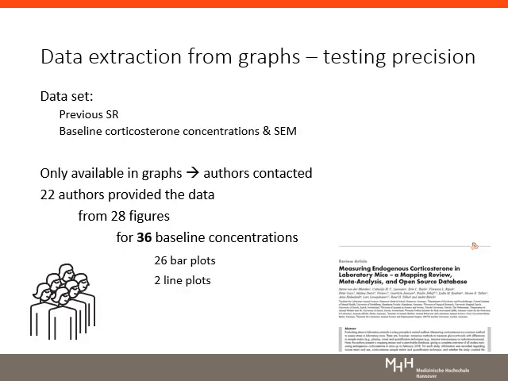As we were curious to see how precise we can actually do this data extraction from graphs, we did a little experiment. Therefore, we took data from a preceding systematic review where the authors had responded to our queries for the actual data. So we had the actual data available. And then we had 6 PhD students extracting the data from the same graphs. And they extracted in total 36 concentrations with the corresponding errors from 28 figures in 22 different papers.